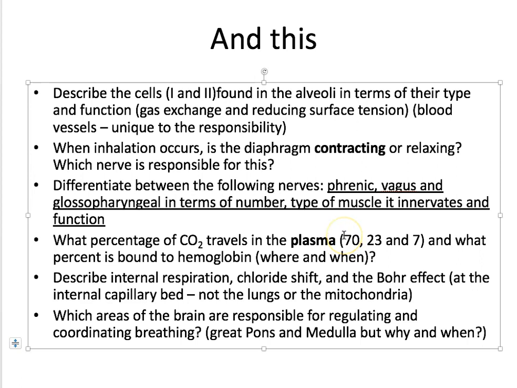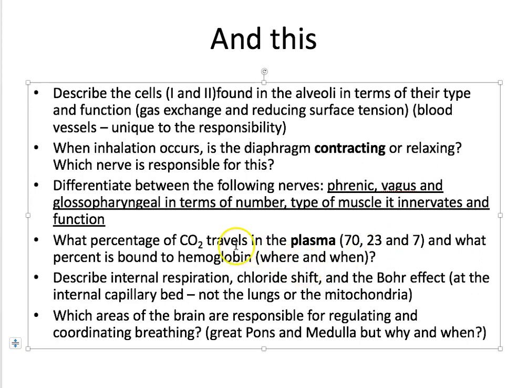I gave you the numbers here, and you don't even have to go look them up. 7, 23, and 7. And what's the percent that's bound to hemoglobin? Where and when? You know, inside the red blood cells at the external respiration point, namely the lungs, versus when we're at the internal respiration point, namely at the cells where we're going to send materials to the mitochondria. Notice what the question's asking. Okay, what percent is bound to hemoglobin? Well, 23% of it's bound to hemoglobin, right? 70% of it is bicarb, and 7% of it is soluble inside the blood.